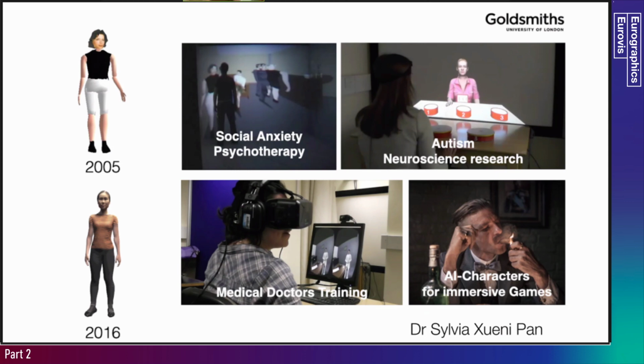I work with neuroscientists on using characters for neuroscience research, for instance, to understand autism, the neurological mechanisms inside the brain which make people with autism different from other people. And I've also been working on medical doctor training, in particular communication training, how to use virtual characters to train them to communicate better or to deal with stressful situations. And finally, more recently, I've been working together with Marco on creating AI characters for immersive gaming.